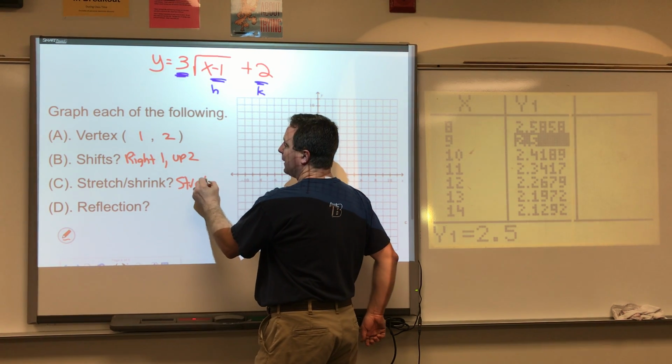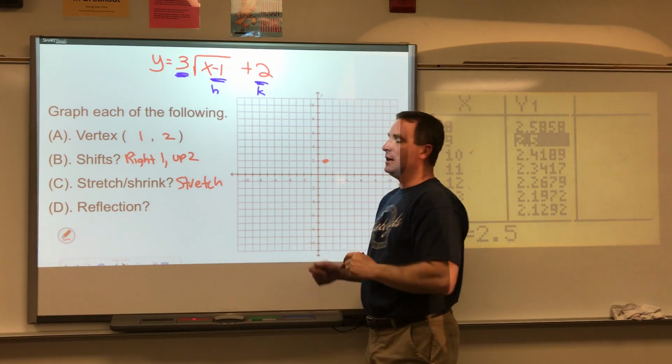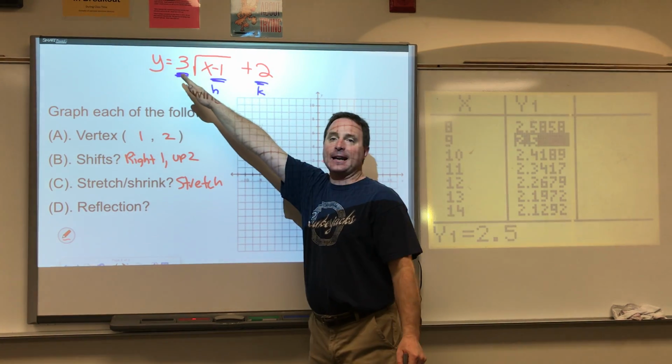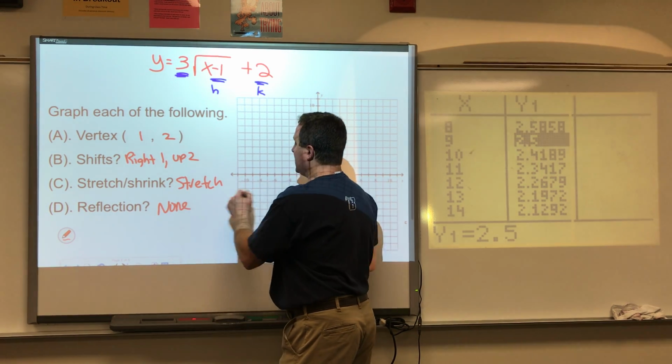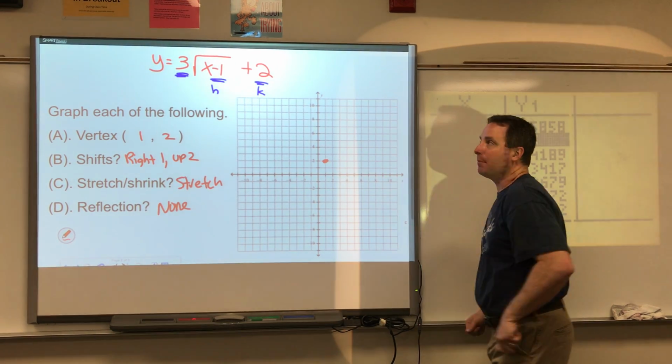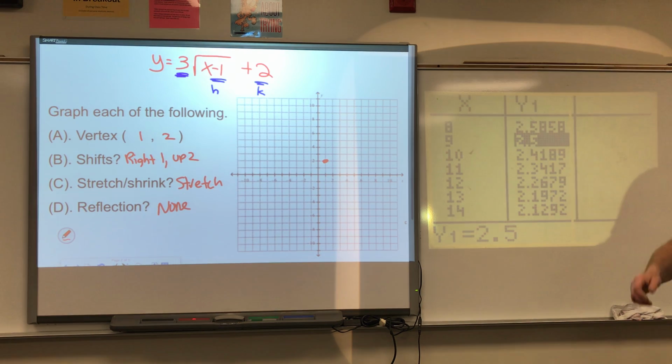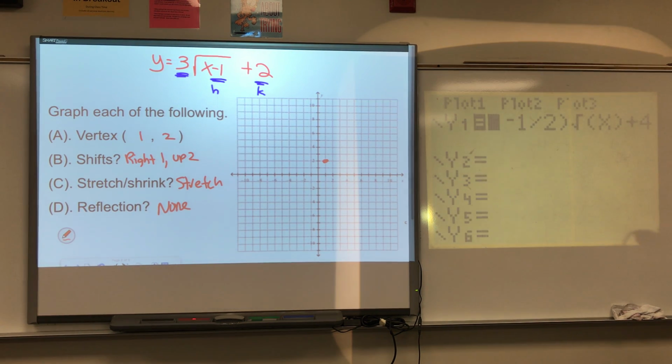Okay, and we'll look at what a stretch looks like here in just a minute. And how about a reflection? Is the number up front negative? Nope, there was no reflection. So it's not going to open down, it's going to arc up. Okay? So we've got all those questions answered.